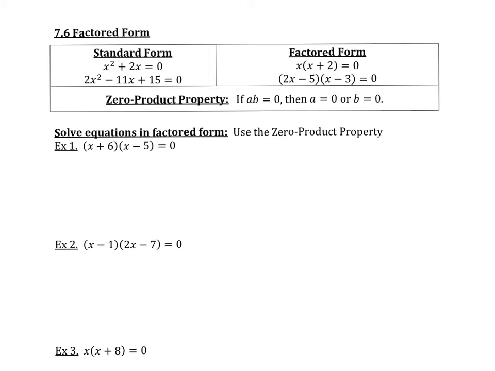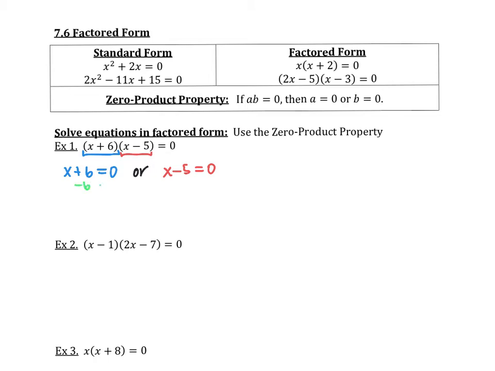So for example 1, it says x plus 6 times x minus 5 equals 0. Okay, according to the zero product property, if x plus 6 times x minus 5 equals 0, it must be true that either this factor is equal to 0, or it must be true that the other factor is equal to 0. Okay, I'm going to solve both of these equations, and it's going to give me the two values that will satisfy this equation. I'll solve this just like a normal two-step equation.